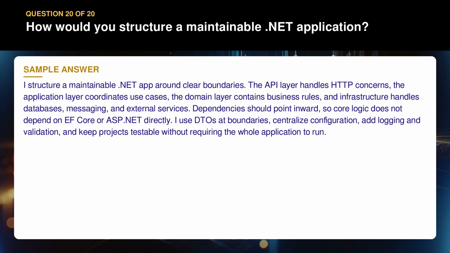I structure a maintainable .NET app around clear boundaries. The API layer handles HTTP concerns. The application layer coordinates use cases. The domain layer contains business rules, and infrastructure handles databases, messaging, and external services. Dependencies should point inward, so core logic does not depend on EF Core or ASP.NET directly. I use DTOs at boundaries, centralize configuration, add logging and validation, and keep projects testable without requiring the whole application to run.